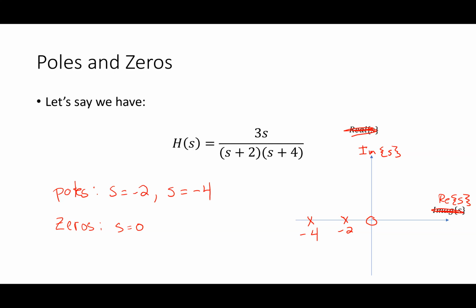So beginning Friday, we're going to be talking all about poles and zeros. But in terms of identifying poles and zeros, it's relatively easy to identify them. They're the roots of these functions.